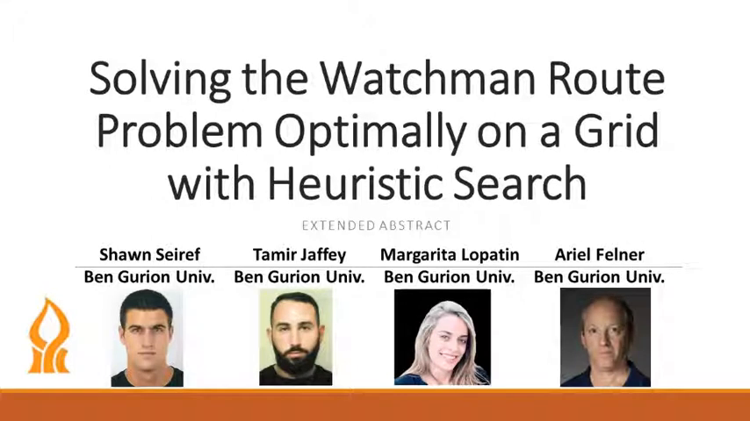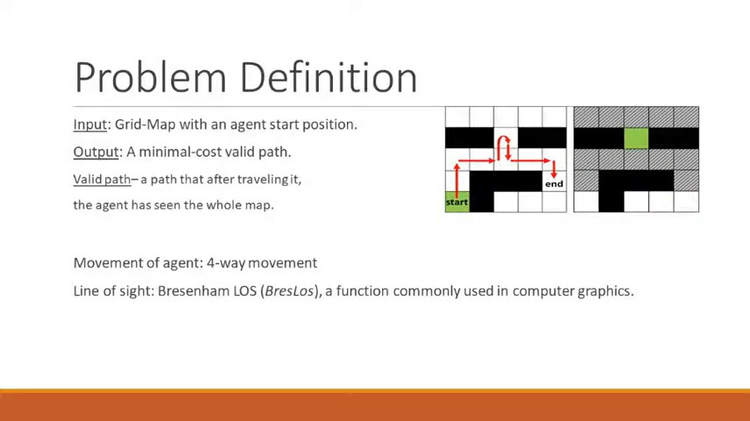This research is called Solving the Watchman Route Problem Optimally on a Grid with Heuristic Search. This is a joint work with Tamir Jaffe, Margarita Lopatin, and Ariel Felner. In our problem, the goal is to find the shortest path inside the grid in such a way that we can see all the free cells of that grid.